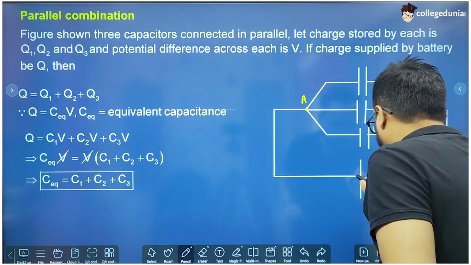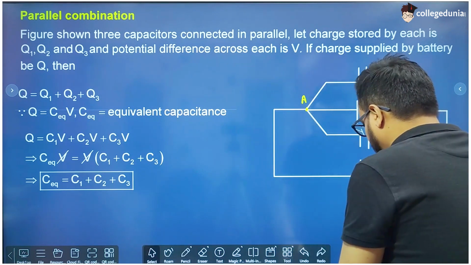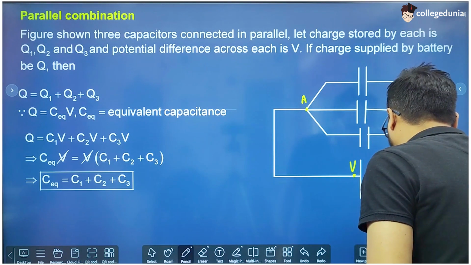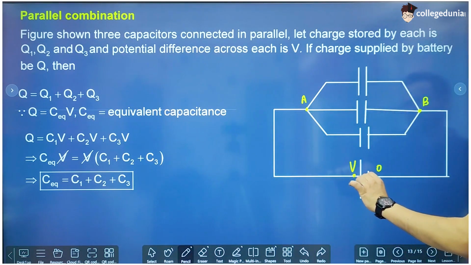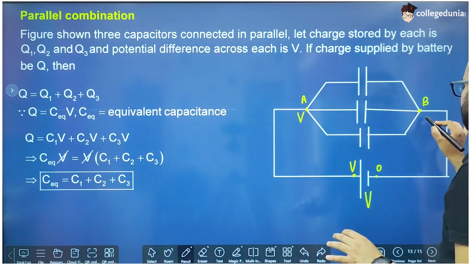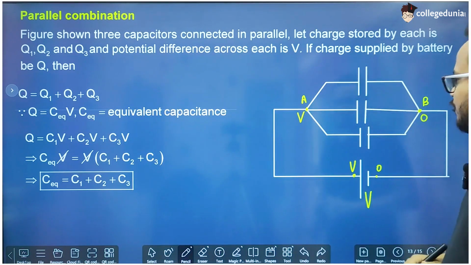Now if the potential difference of the battery is V, this positive part is at V potential and this is at zero potential. Since there is no component from here to here, this point is also at V potential, and this point is also at zero potential. So the potential difference across all three capacitors is V.